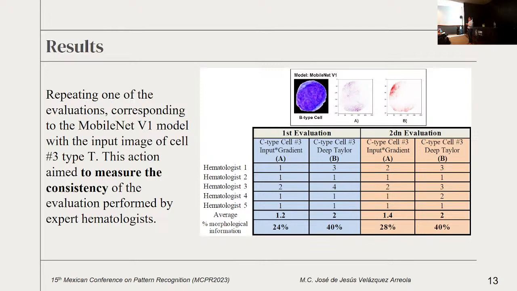In this work, we want to measure the concept by repeating one of the images or the cells, because we want to measure the consistency between the experts. Comparing this first evaluation with the second evaluation, the results are similar. The consistency by experts is very good.